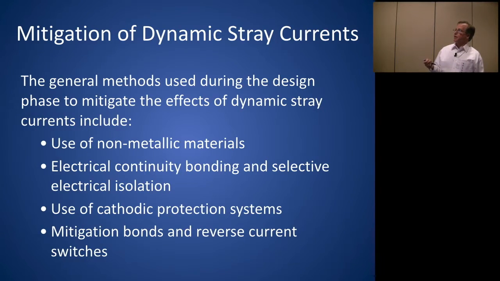Best thing to do is if you can use non-metallic materials, do it. They don't conduct, you don't have a stray current problem, bye-bye. Okay? Next thing we do is electrical continuity bonding and selective electrical isolation. There's a lot in that little sentence. And then we can use some cathodic protection systems for the pipelines and stuff to help mitigate some of the stray current. And last case, if we got too much stray current, we can put in what we call a mitigation bond and reverse current switches, but we try to avoid that because that's a designed ground to our system. We design a ground to our system, we increase the stray current to everything else, so it's kind of a domino effect, so we try to avoid that if we can.